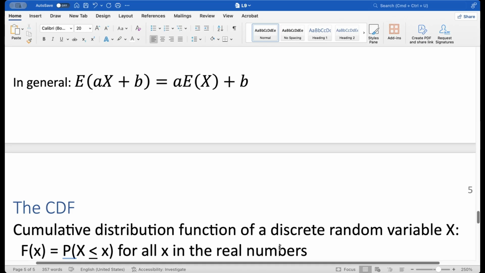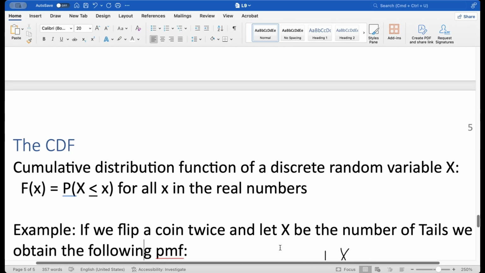All right, CDF, the cumulative distribution function of a discrete random variable. So we're using capital F to denote the cumulative distribution function, and capital F of x is the probability that X is less than or equal to x. So it's a running total of all the probabilities less than or equal to the input value. Let's take a look at an example.